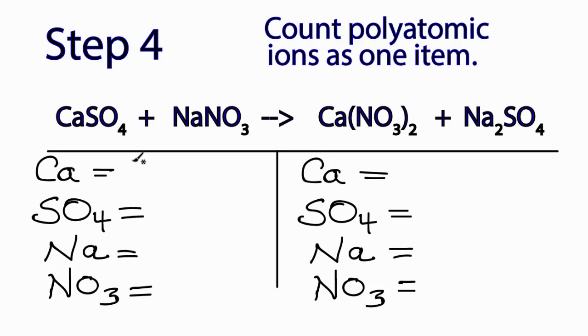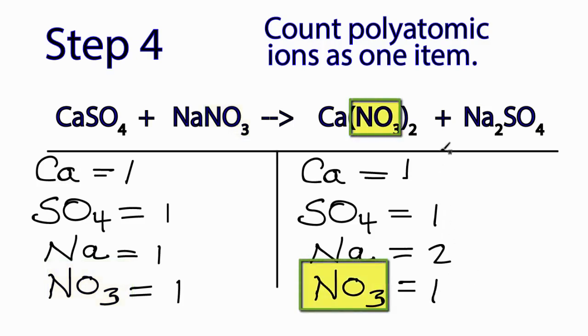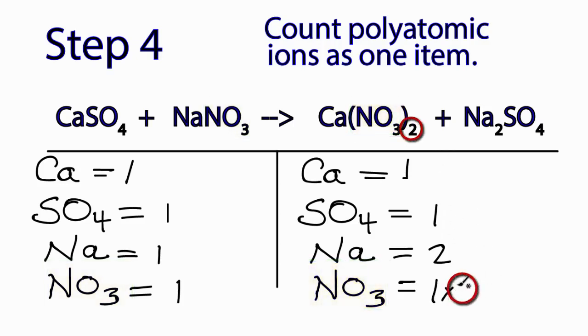You can see I have 1 calcium here, 1 calcium over here, and then I wrote the entire SO4 as one thing. And I have 1 of those here, and over here I have 1 SO4. Na's, 1, 2 Na's on this side, and over here 1 NO3, but that 2 on the outside means I have 2 of them. So I have 2 NO3s.